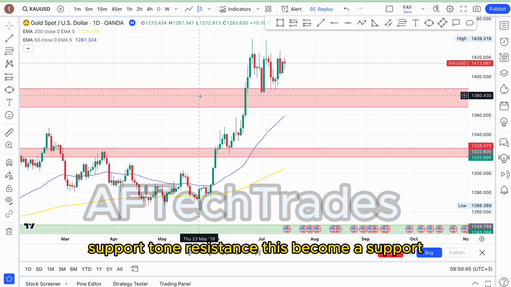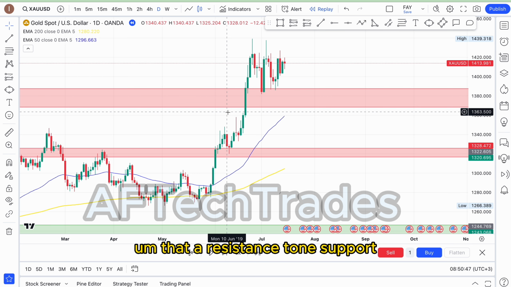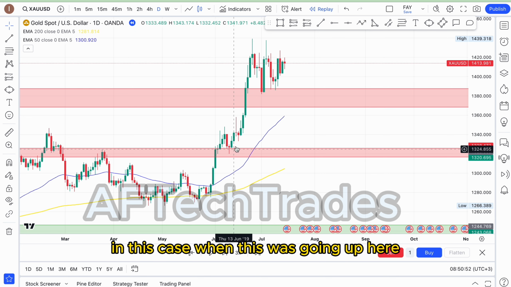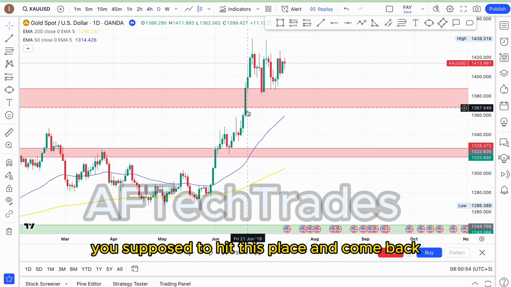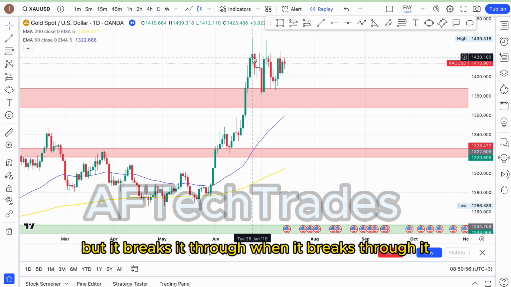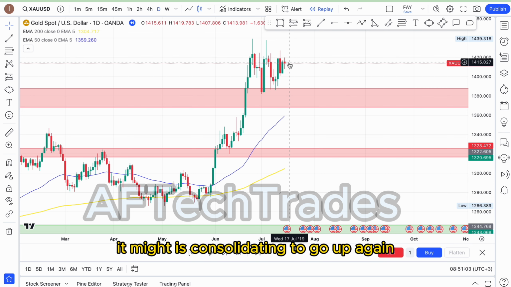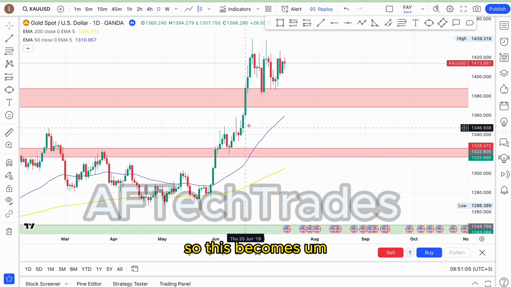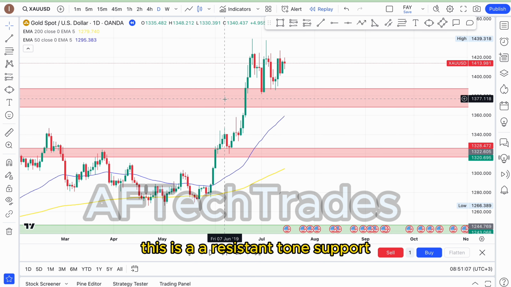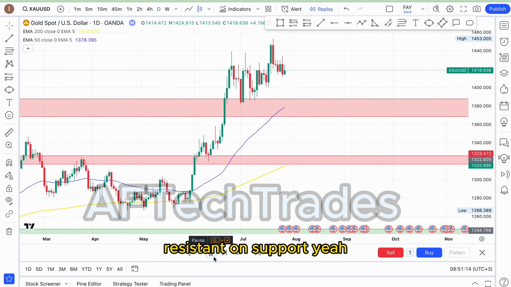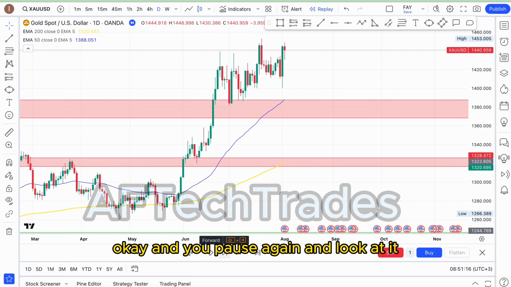Support turn resistance. This becomes a support, that is a resistance turned support. In this case, when this was going up here, it's supposed to hit this place and come back, but it broke through it. When it broke through it, it came back into it. Instead of breaking it backward, it is consolidating to go up again. So this is a resistance turned support. Okay, and you pause again and look at it.